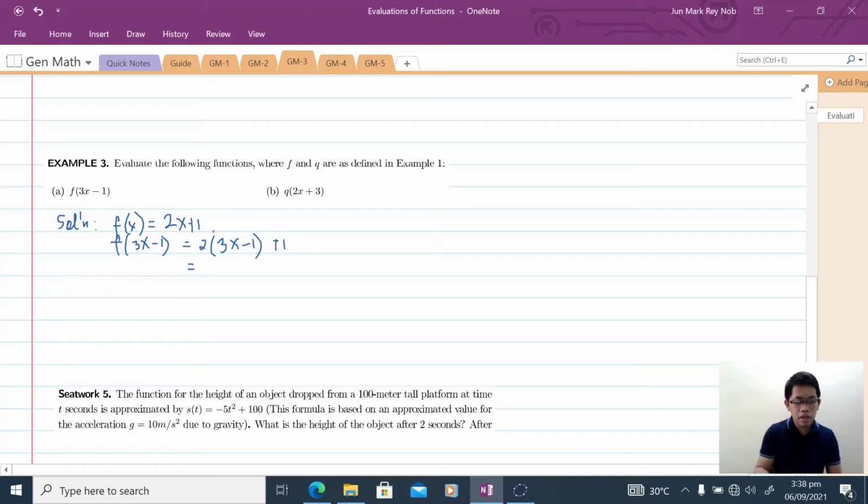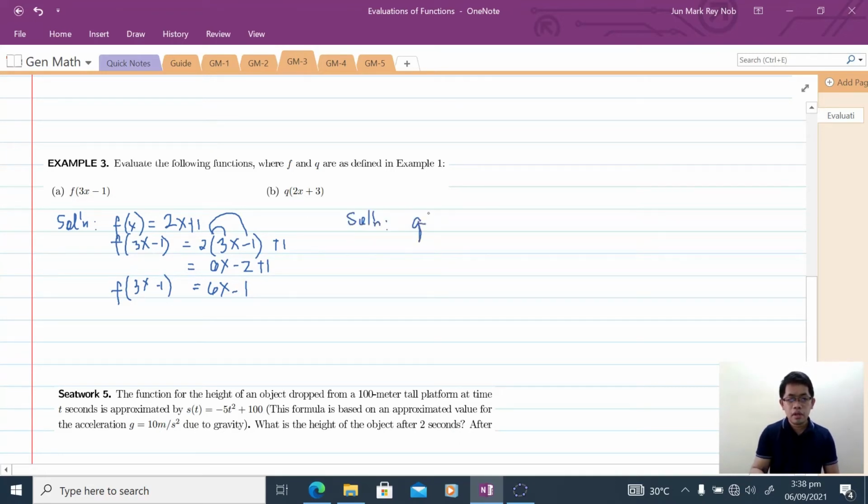So we can actually multiply 2 times 3x, that's 6x. Multiply, so that's minus 2 plus 1. 6x minus 2, negative 2 plus 1, that's negative 1. So that's the value of the function at 3x minus 1. That's for letter A.